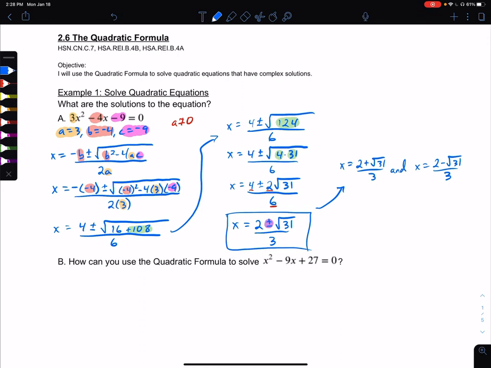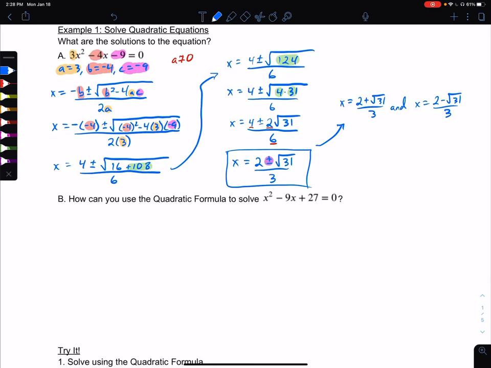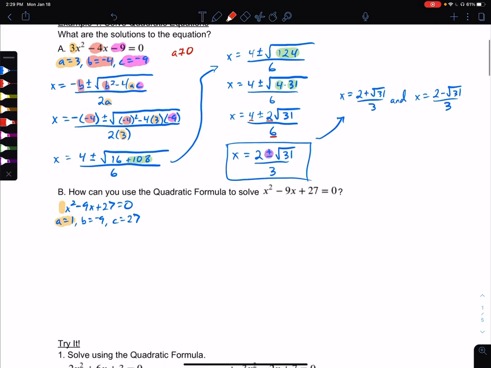All right, part B, we're doing the same thing. It's just extra practice with the quadratic formula. So I'm going to rewrite the equation. I'm going to label my A, B, and C. So A in this case is 1. There's a 1 out there. Don't forget that. So let's highlight again. So A would be equal to 1. B is equal to negative 9. And C is equal to 27.